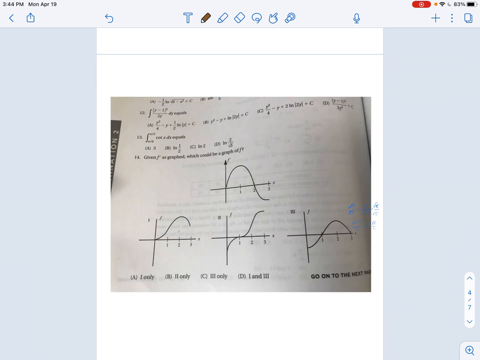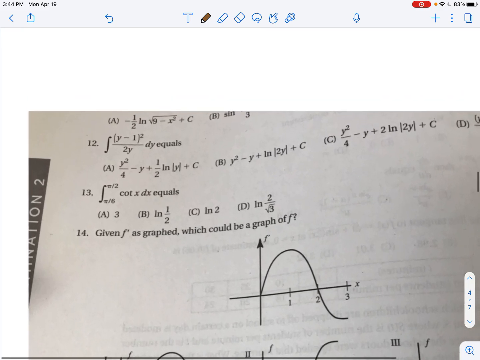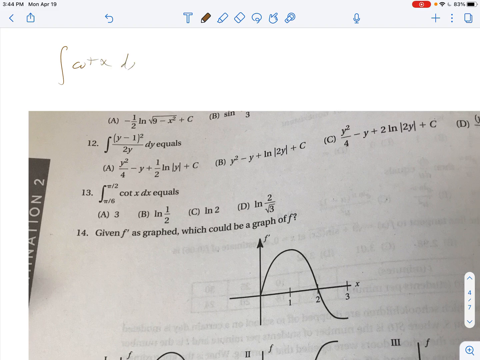All right, so for number 13, I need to take an integral of cotangent. Let's not worry about the bounds right now. That's the integral of cosine of x over sine of x. This might not be obvious, but it is a substitution problem. If u is sine of x, then up top we have the derivative. So what we actually have here is the natural log of sine of x.